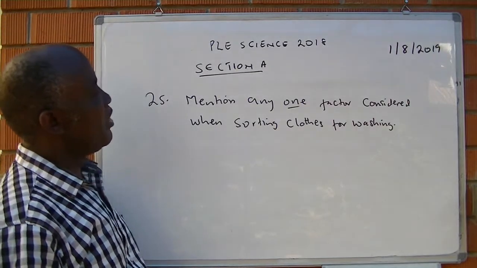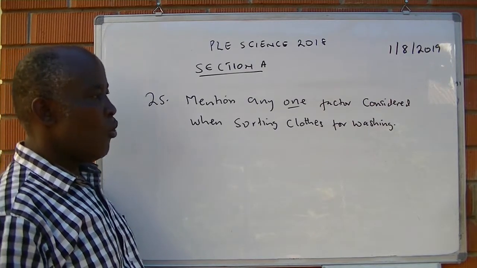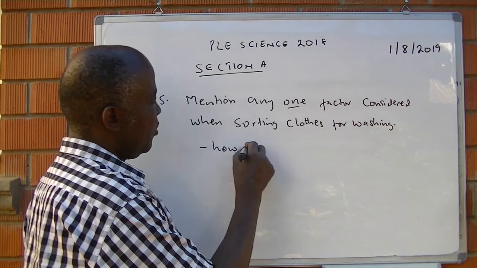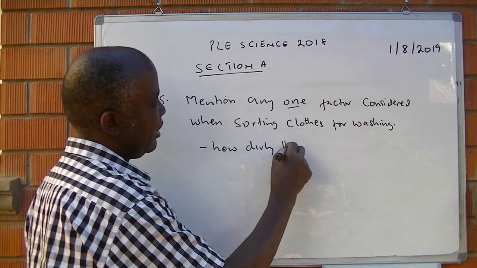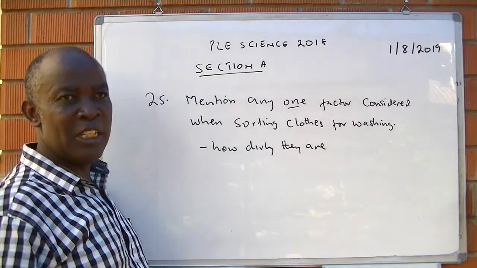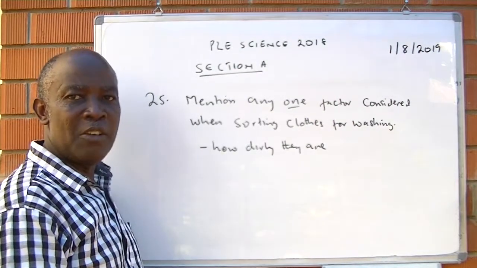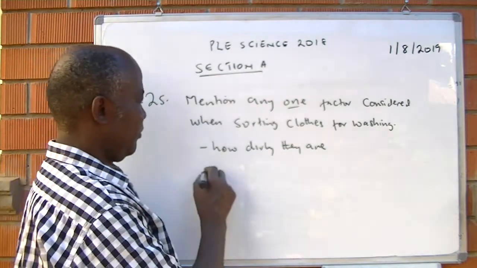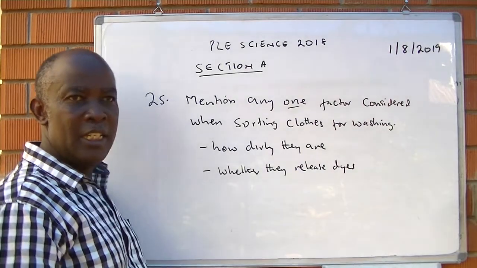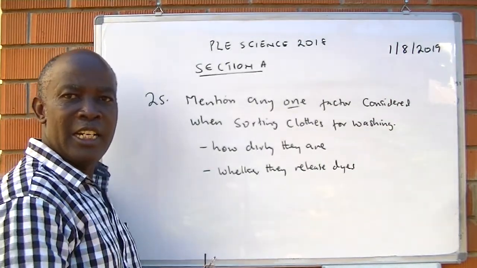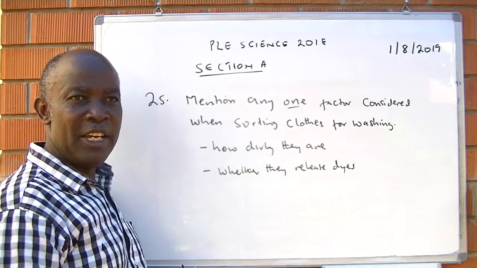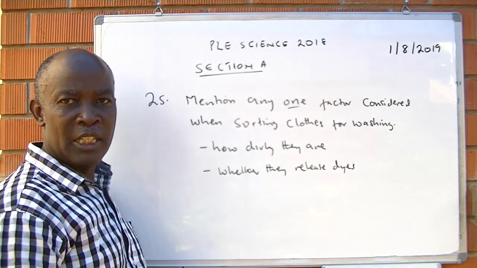Number 25, mention any one factor considered when sorting clothes for washing. How dirty they are. The very dirty clothes are put together and less dirty clothes are put together. 2, whether they release dyes. The clothes which release dyes are not mixed with clothes that get dyed very easily, like white clothes.